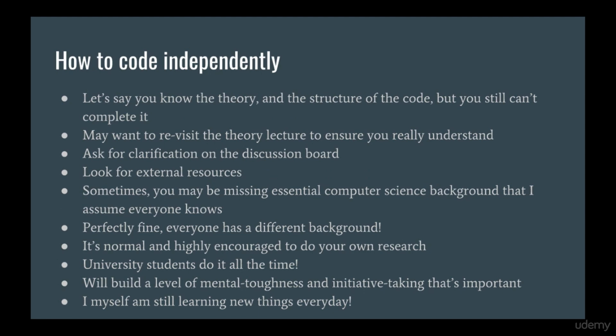Now let's say you've watched just enough so that you know what we're trying to do. You know the theory, but you still can't complete the code. At this point, you may want to revisit the lecture theory to make sure you really understood each part. Failing that, you may want to try and get clarification on the discussion board. Failing that, you may want to look at external resources as well. Sometimes you might be missing some important computer science background that I've assumed everyone already knows. That's perfectly fine because everyone has a different background. It's highly encouraged to do your own research, and this is also perfectly normal.